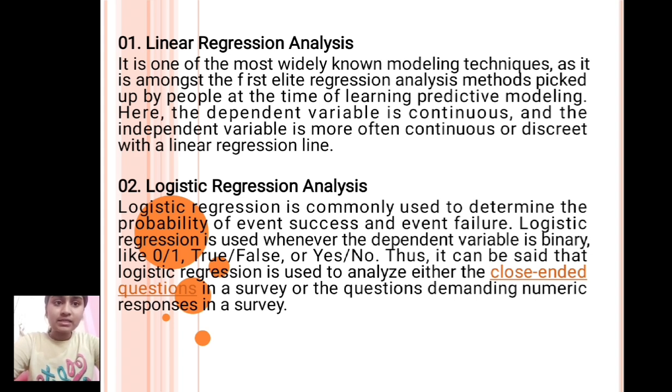And the second one is logistic regression analysis. Logistic regression analysis is commonly used to determine the probability of event success and event failure. Logistic regression is used whenever the dependent variable is binary, like 0 and 1, or yes or no, or true or false. Thus it can be said that logistic regression is used to analyze the close-ended questions in a survey or the questions demanding a numerical response in a survey.